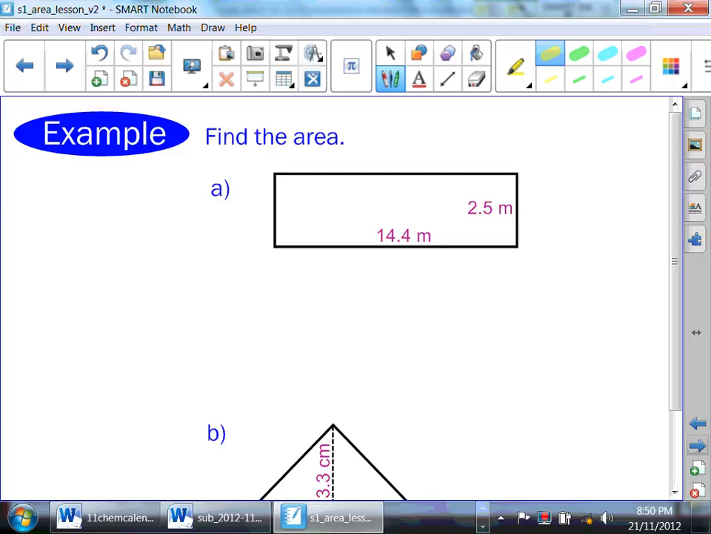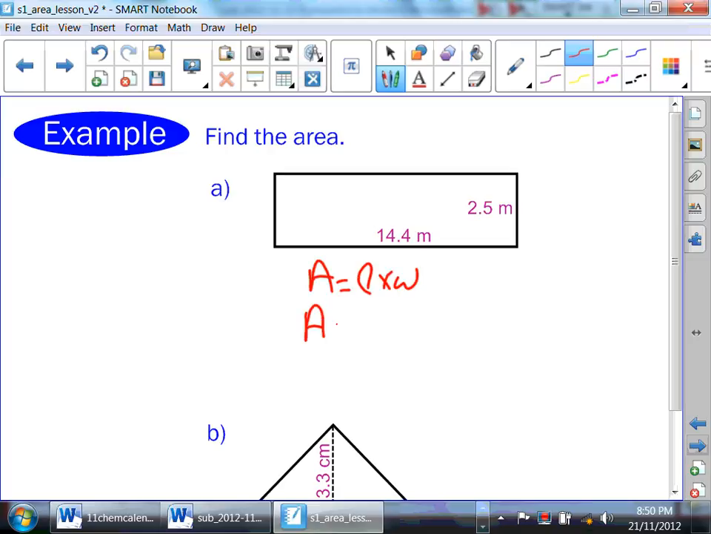Example, find the area. Whenever we do a question like this, the first thing we need to do is to identify the shape that we're talking about. If we take a look at the first one, it's a rectangle. So we know the formula. If we need to look at the formula on the first page of our notes, then let's do that. But we know the formula is going to be length times width.